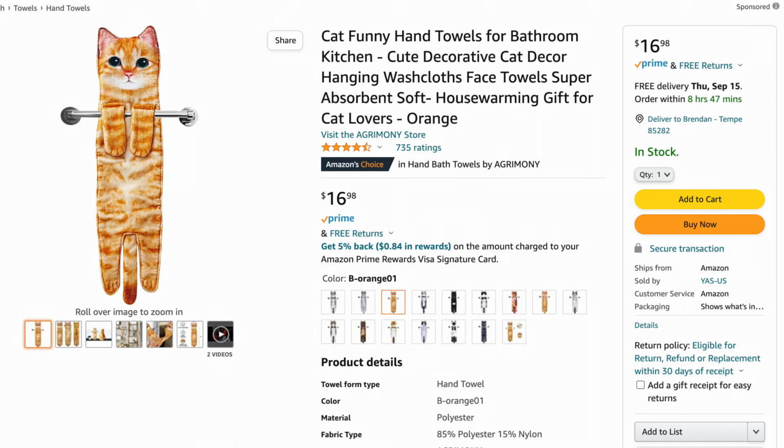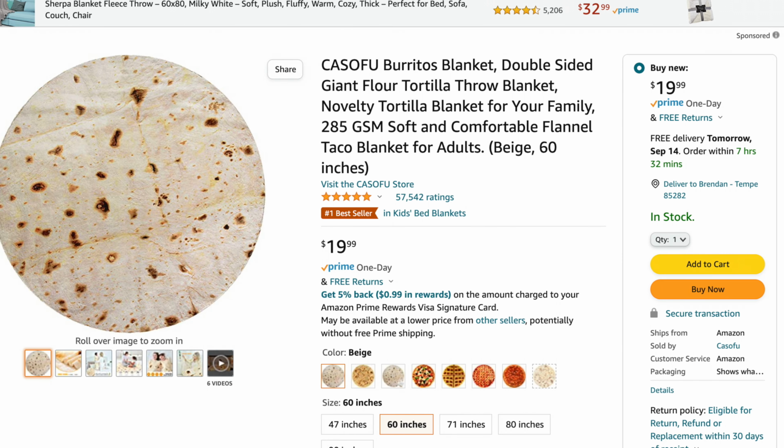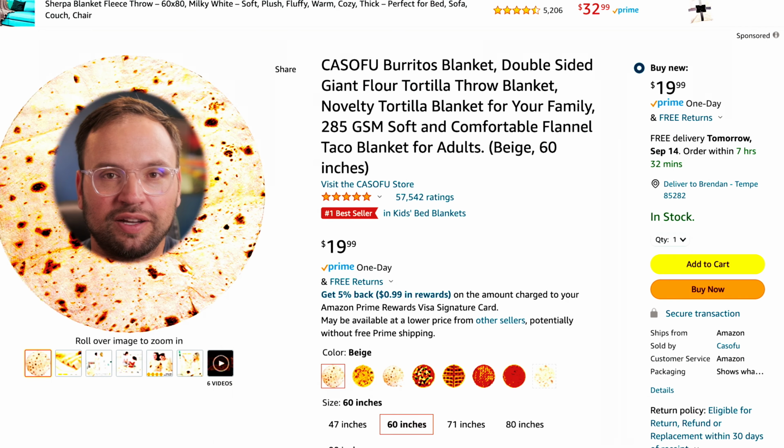You could buy something like a hanging cat towel on Amazon. Pretty cool. Or you could buy a giant tortilla blanket, also on Amazon. Who doesn't want that? Call me carne asada.